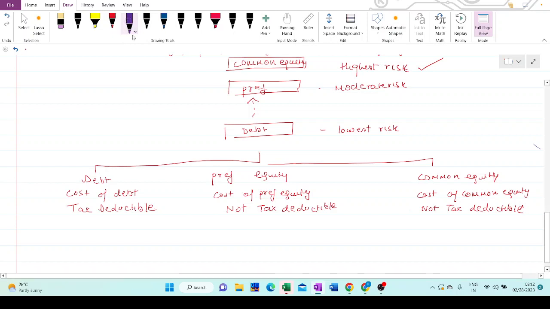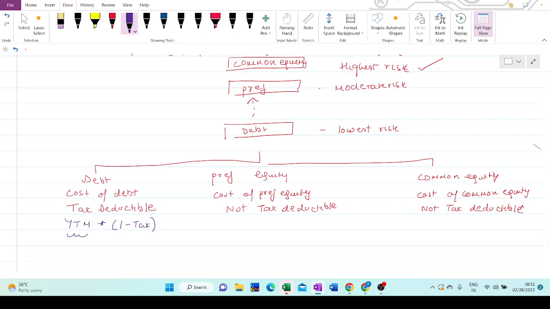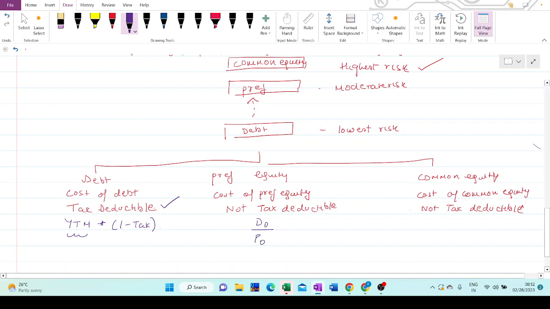Okay. Now guys, how do we calculate the cost of debt? Cost of debt is the YTM of the bond into 1 minus tax rate. Right, YTM is the before tax cost of debt. We are multiplying it with 1 minus tax rate. Why? Because cost of debt is tax deductible. How do you calculate cost of preferred equity? It's nothing but D0 by P0, where D0 is the dividend that a preferred share pays and P0 is the price of the preferred share.